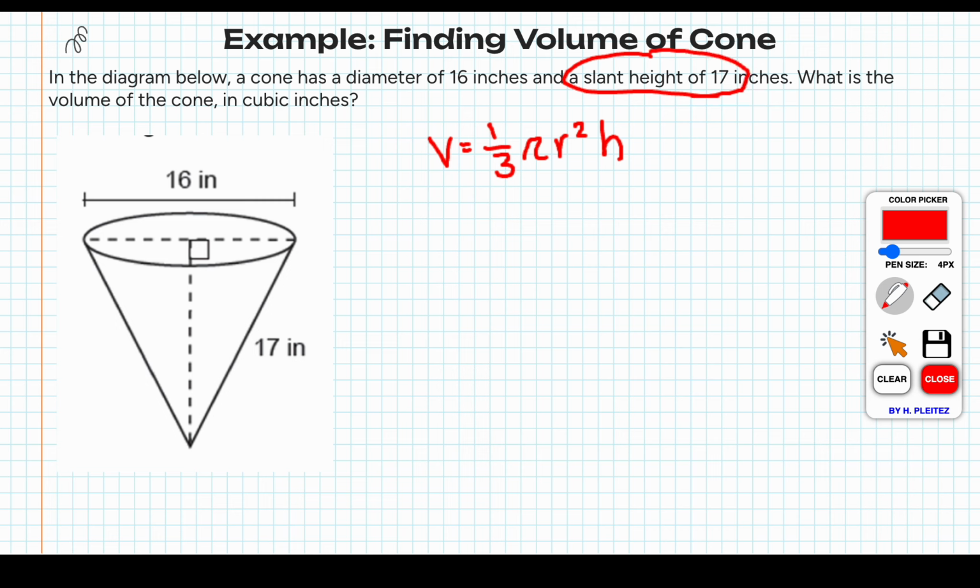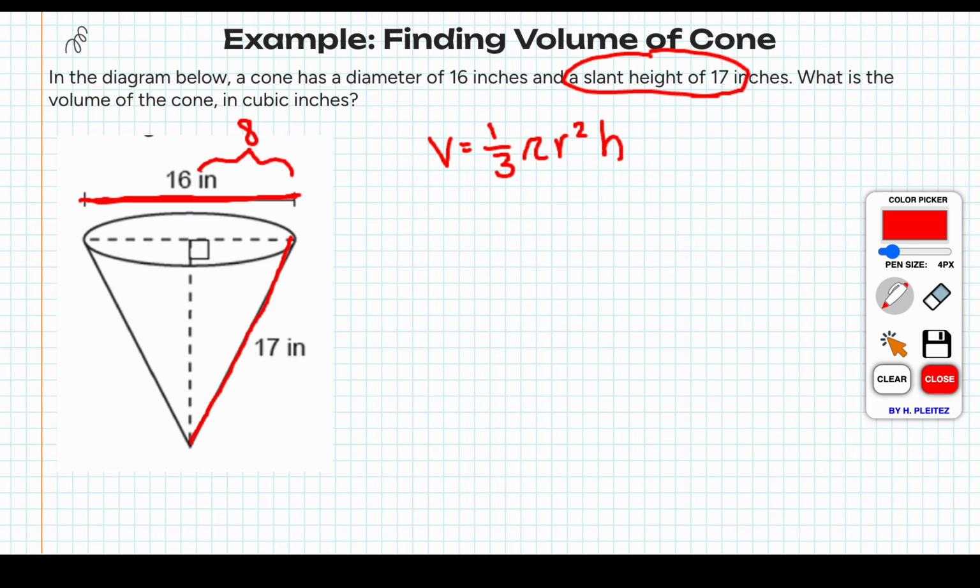So one thing I need us to be mindful of is that to find the volume, we need the radius and we need the height. The radius, we're able to figure out: the whole diameter is 16, so our radius is 8 just by using that relationship between diameter and radius. But they give us our slant height.